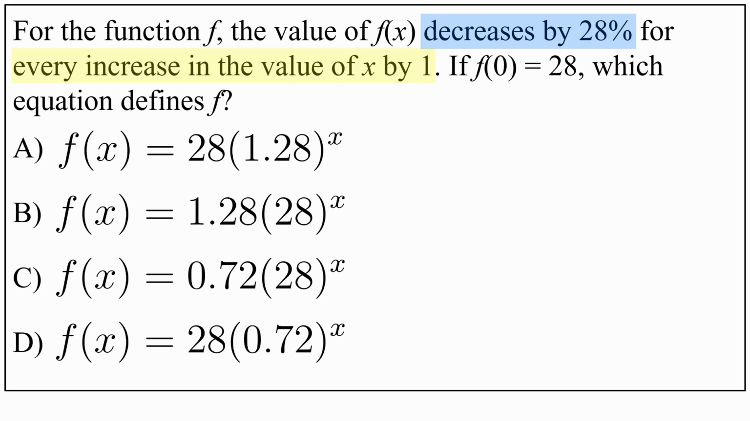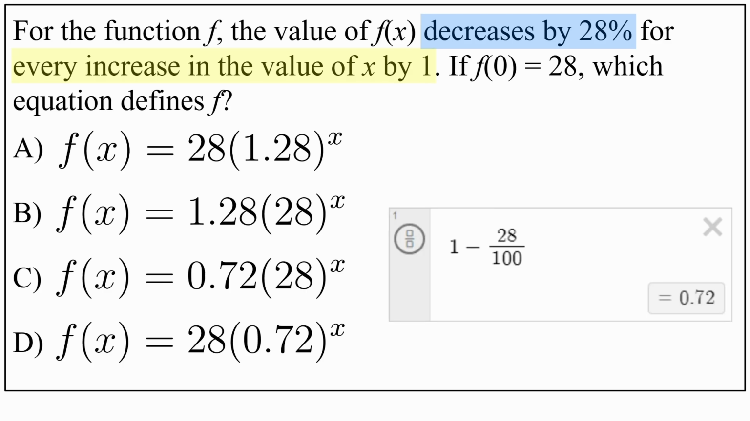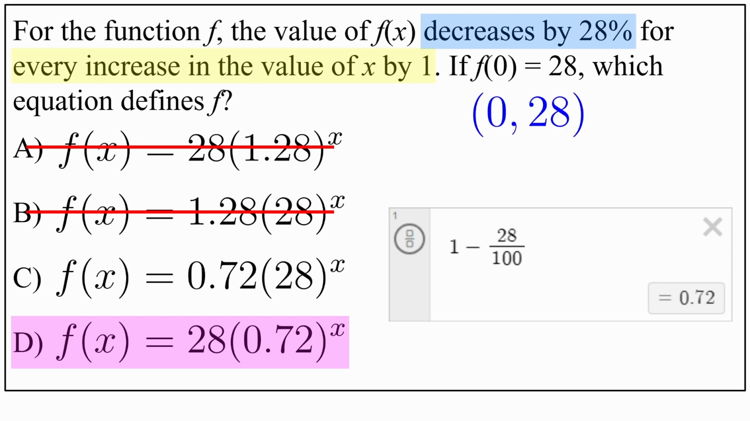So we can calculate that multiplier using what we know about percents. 1 minus 28 over 100 because it's a decrease. And we get 0.72. So I'm going to go ahead and just cross off the ones that don't have a 0.72 in them. And now they tell us f of 0 equals 28. We can write that as an ordered pair to make it more clear. 0, 28. Oh, that's our y-intercept. So A must be 28. So if A is 28 and B is 0.72, the equation must be 28 times 0.72 to the x, which is choice D.